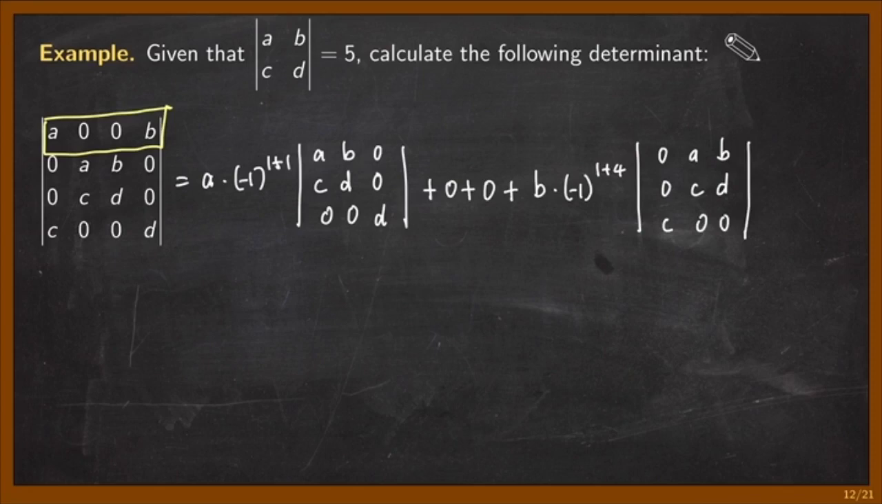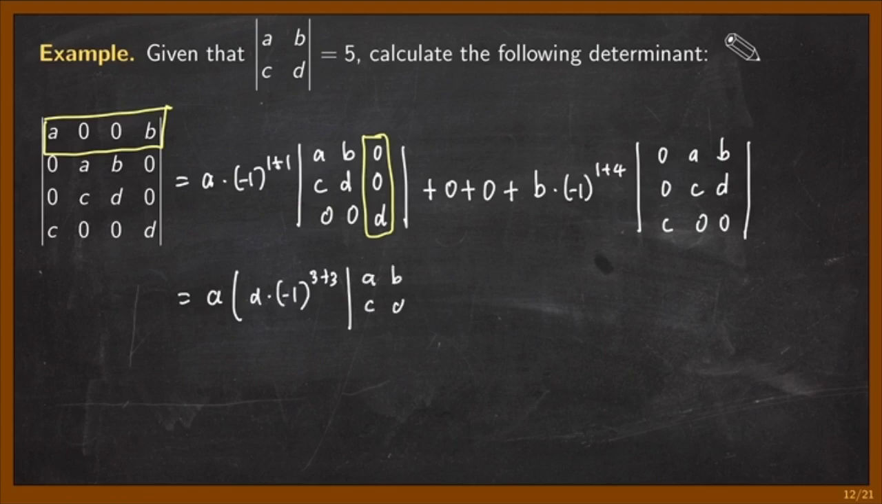Alright. Now this one is just A. Now for this term, we can do another cofactor expansion, let's say along the last column, 0, 0, D. If we do it, it becomes D times negative 1, D is in the 3, 3 position, and then eliminate the column and row containing D. You get A, B, C, D. So these are 0, so we don't care about them.